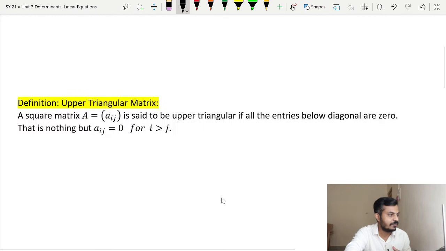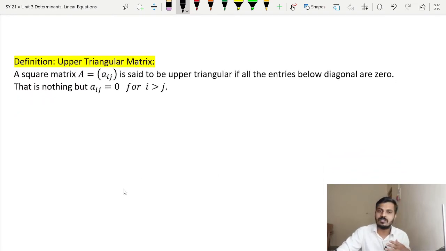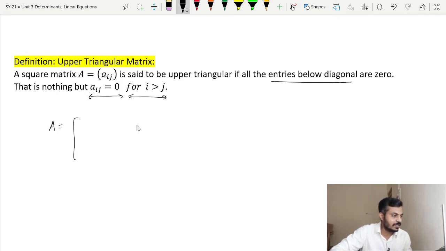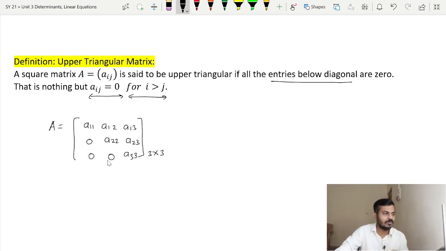Now moving towards the next definition, that is upper triangular matrix. The definition is similar, only it says that the entries below the diagonal should be 0, and they are represented by aij equal to 0 for i greater than j. So in other words, if I want to represent it as a 3 by 3 matrix, the entries below the diagonal should be 0. So all these entries will be present, right? Let me write down the matrix first of all in terms of our notation. Now you can see that clearly the upper triangle is present, right?